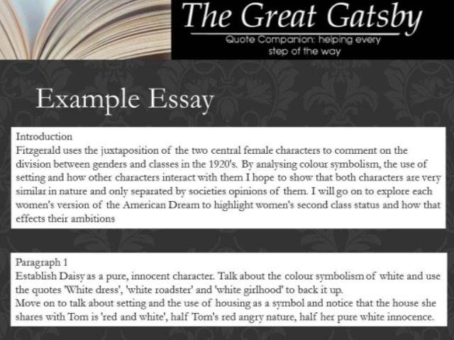So here's the introduction and the first paragraph of the compare and contrast the characters of Daisy and Myrtle example essay. You can see in the introduction our essay is going to include themes like the American dream and gender inequality, and we'll be analysing techniques like colour symbolism and use of setting. The first paragraph is all about showing how Daisy is portrayed as this innocent, pure character by looking at Fitzgerald's use of colour symbolism. You can see the quote that she's got a white dress, white roadster, white girlhood, white house, and in later paragraphs we'll discuss why Daisy might not be as pure as the colour implies.